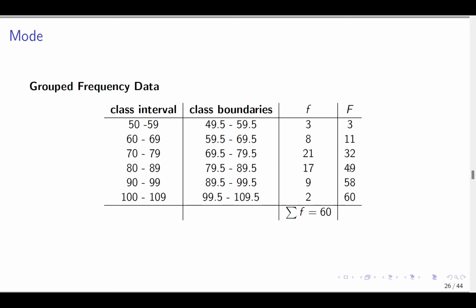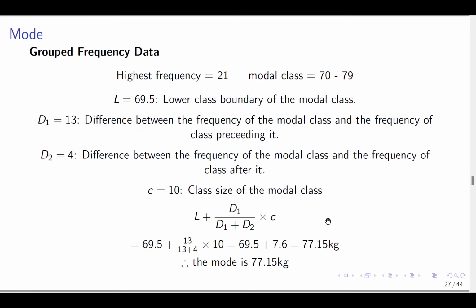So the cumulative frequency is simply summing up all the frequencies up until that point. And the summation of frequency here is 60. It means we are dealing with 60 data values. Now, how do you find the mode in the case of grouped frequency data?